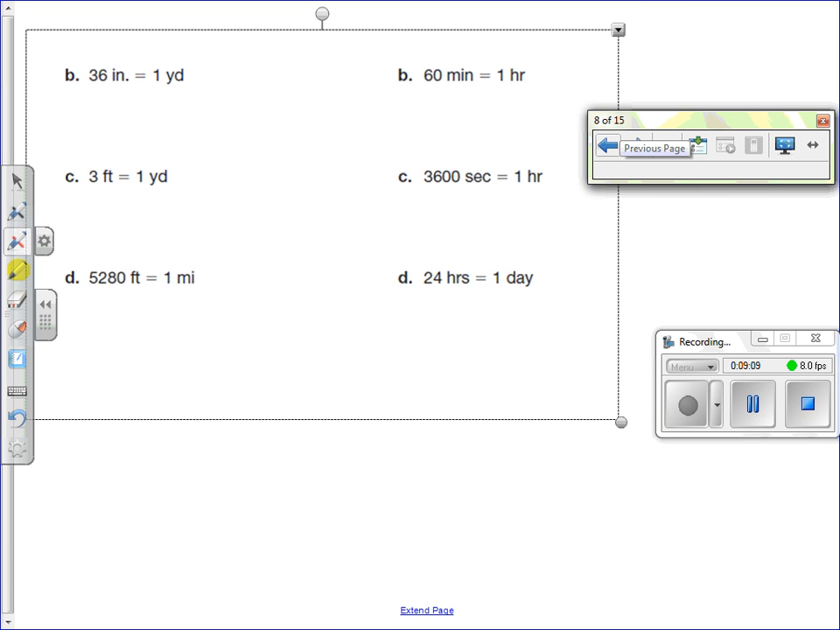So I want you to continue. Do B through D for each different set. So in set 2, you're going to write each length in the table as a rate. And then for 3, you're writing each amount of time in the table as a rate, following the same process for both sets. Then come back and check yourself.